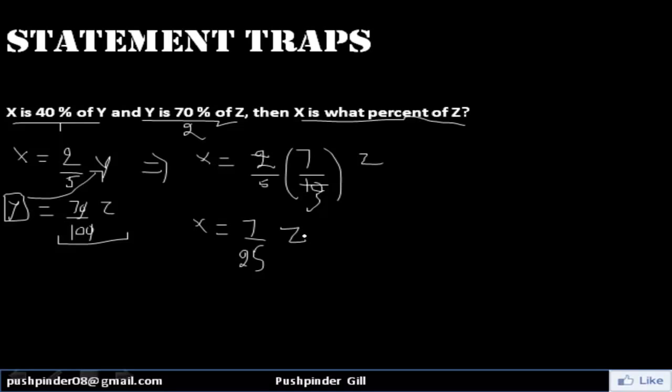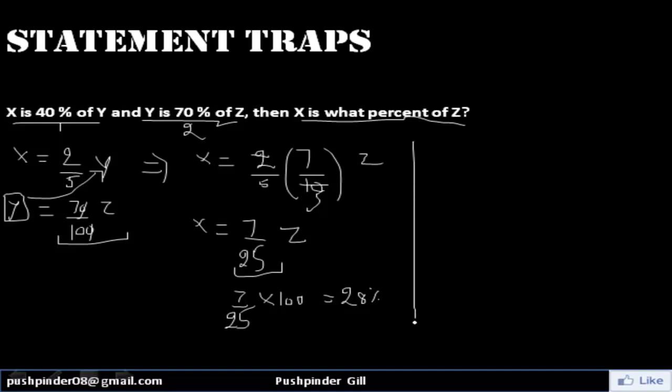Now we have to find x is what percent of z. So we have our integrating factor to be 7 by 25. Converting this into a percentage, I just have to multiply it by 100 and I get my answer to be 28%. So x is 28% of z, right?